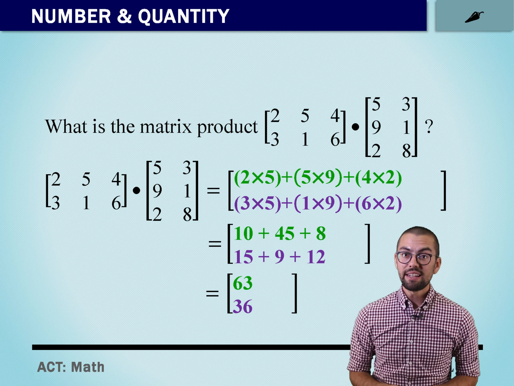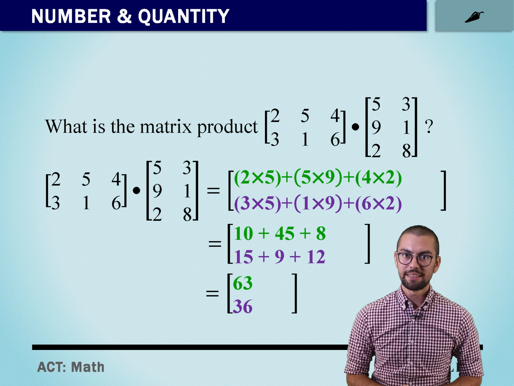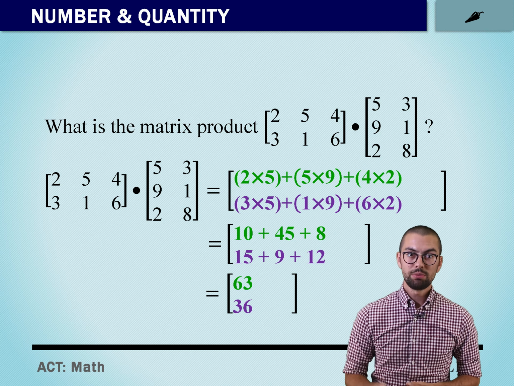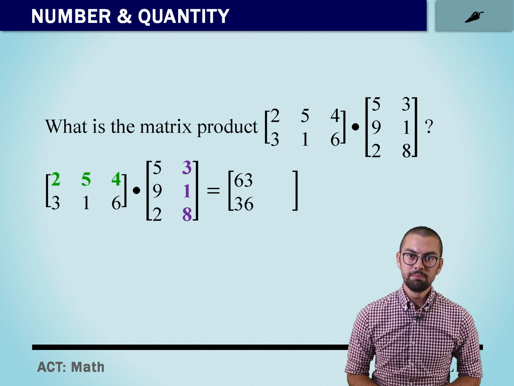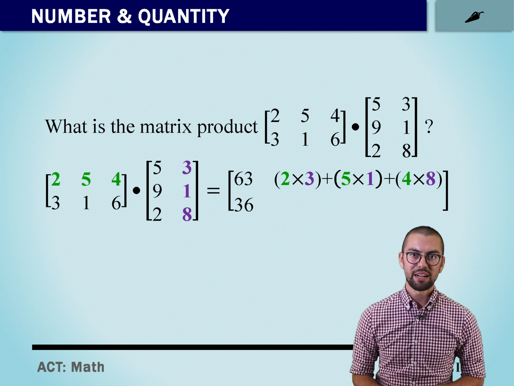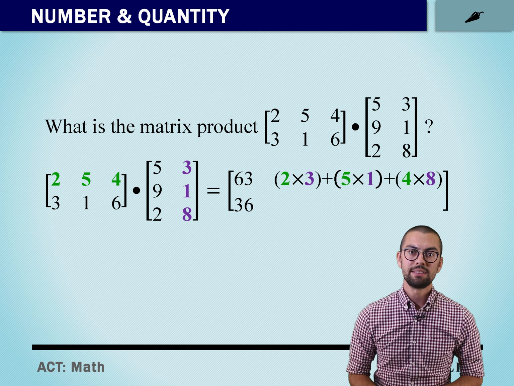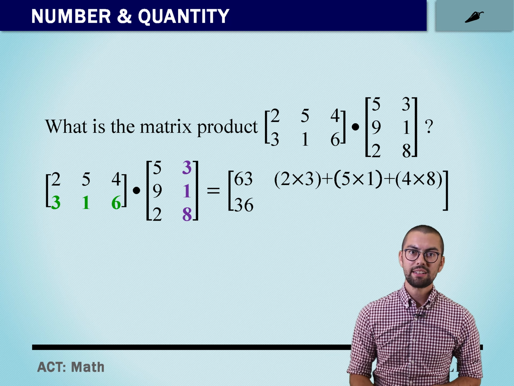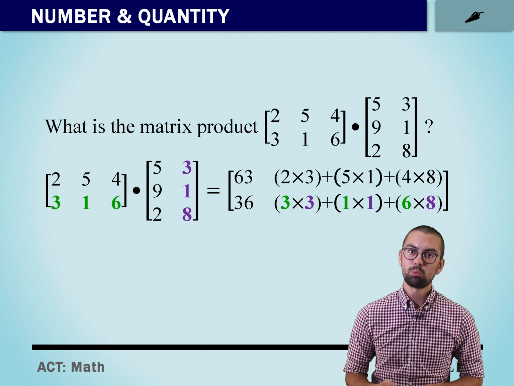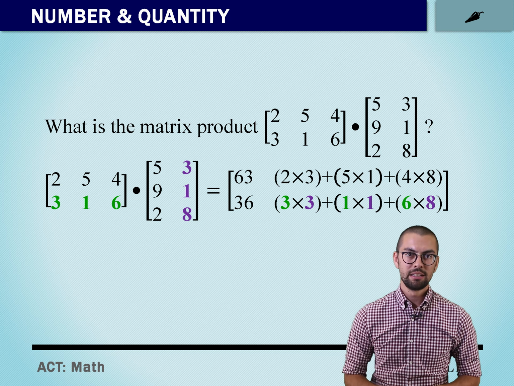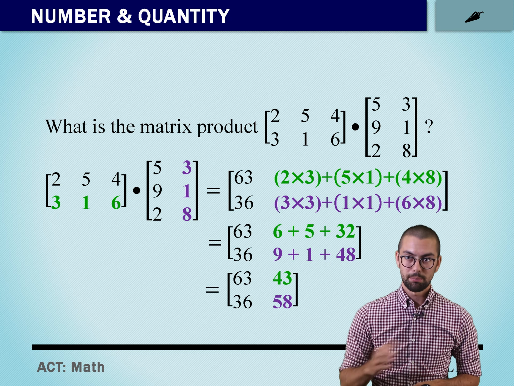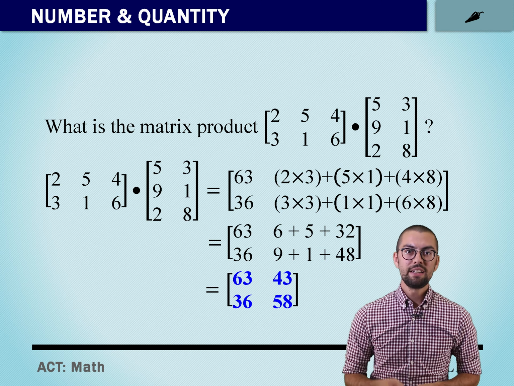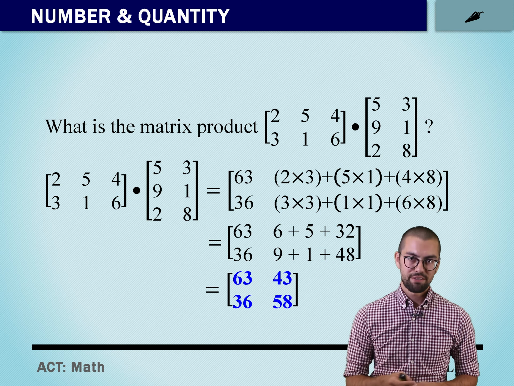So now we can move on to the second column and do the same thing we just did with the first column. So the first row times the second column will be 2 times 3 plus 5 times 1 plus 4 times 8. The second entry in that column will be 3 times 3 plus 1 times 1 plus 6 times 8. Perform those calculations, we end up with our final result, 63, 43, 36, 58.